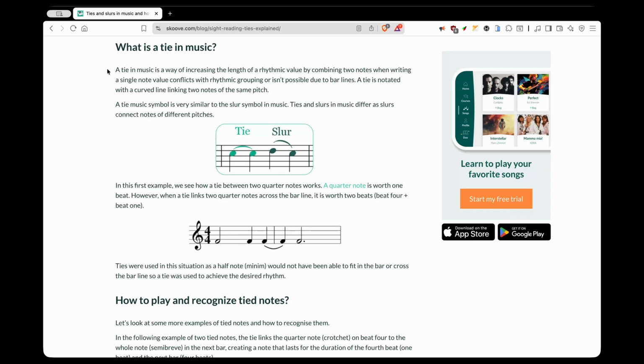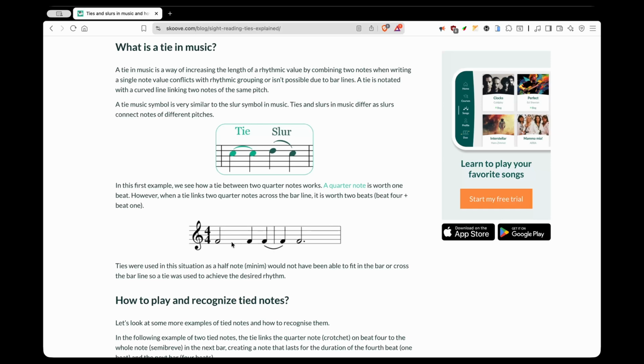Actually, let's read this first. The tie is a way of increasing the length of a rhythmic value by combining two notes when writing a single note value conflicts with rhythmic grouping or isn't possible due to bar lines. So for rhythm purposes, you can increase the rhythmic value, or if you don't have enough space in your bar. Like this, there's a bar line, meaning that's the end of this bar, but you still want this note to continue. So you're going to tie them, basically extending.